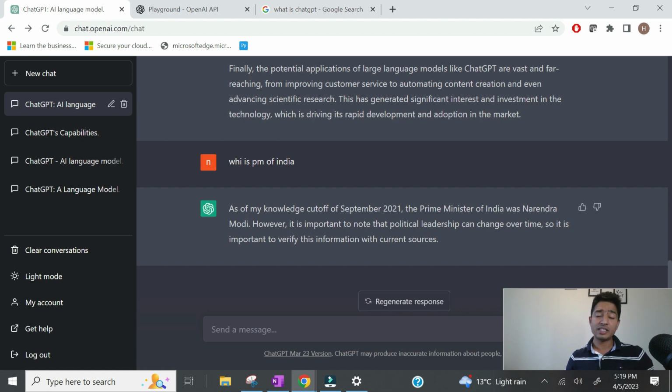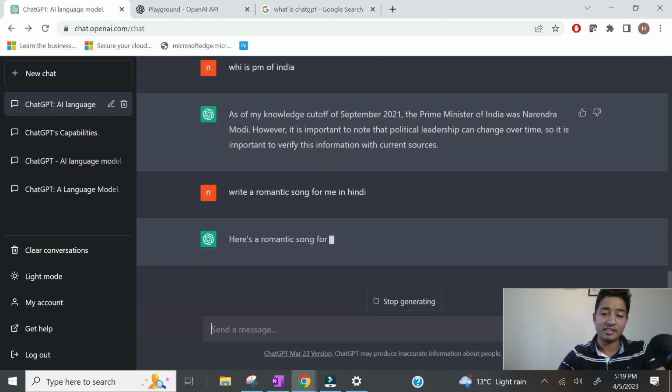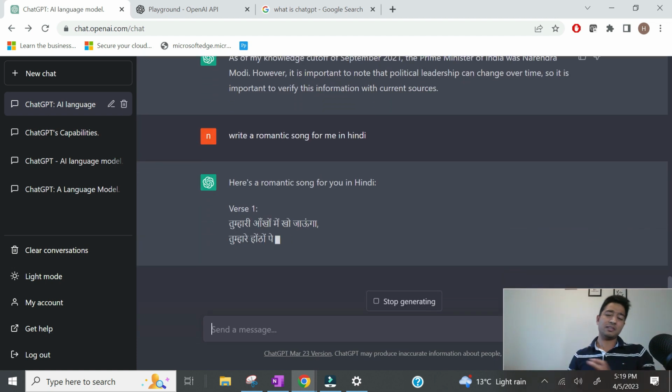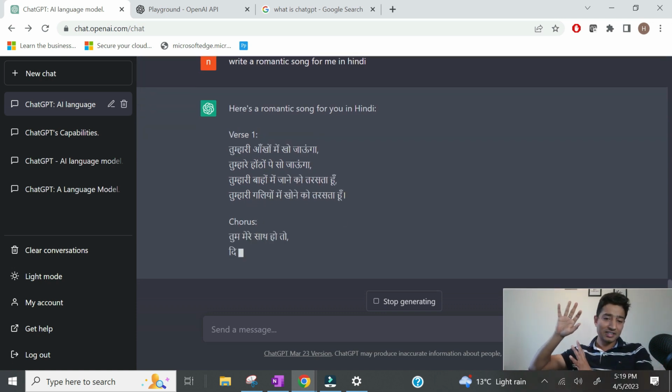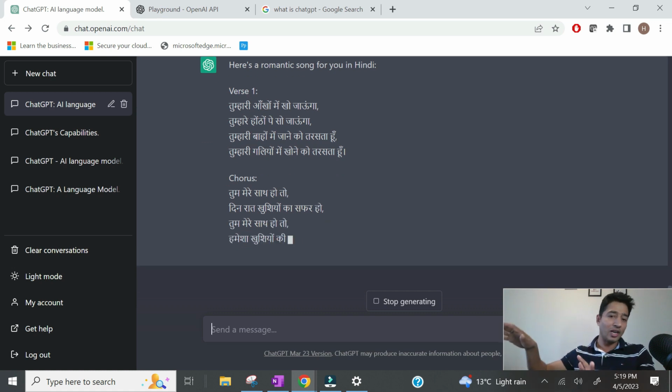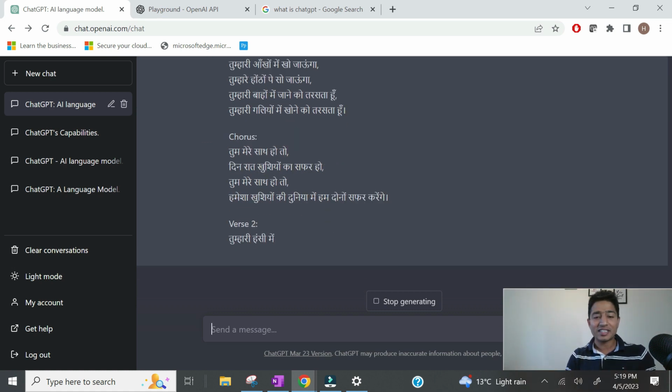You can use it to generate something. It can be used to write emails. It can be used to generate something new. For example, write a romantic song for me, sorry, for me in Hindi, right? So what it will do is generate it. This song does not exist anywhere in Bollywood, right? It is just generating some song for me.